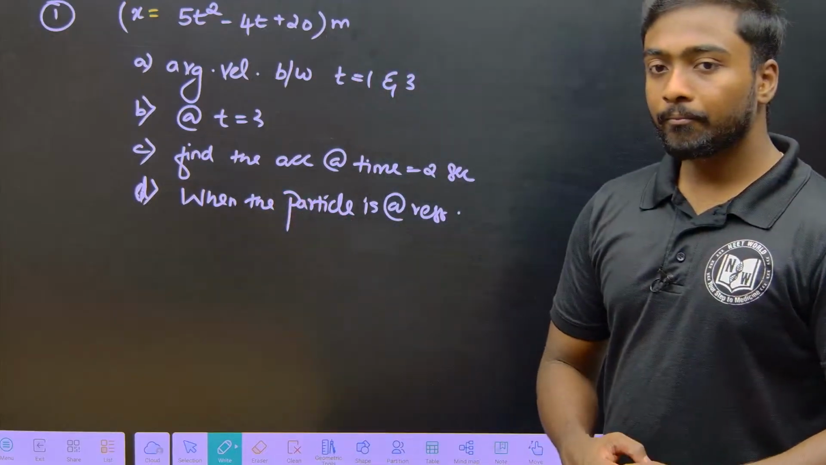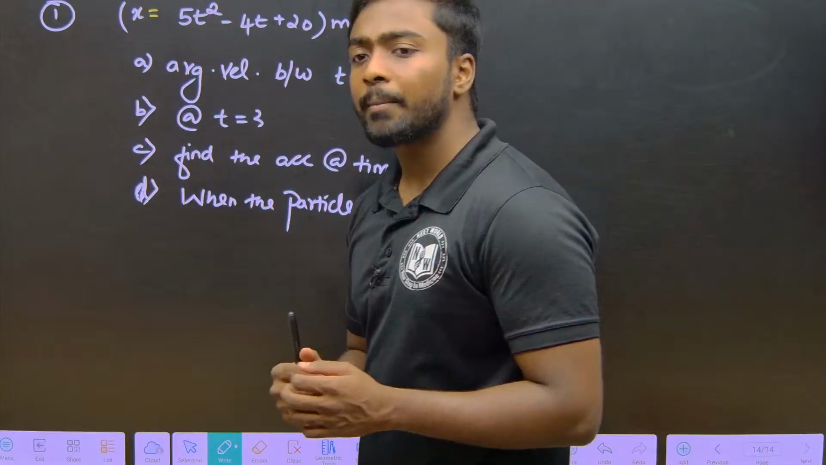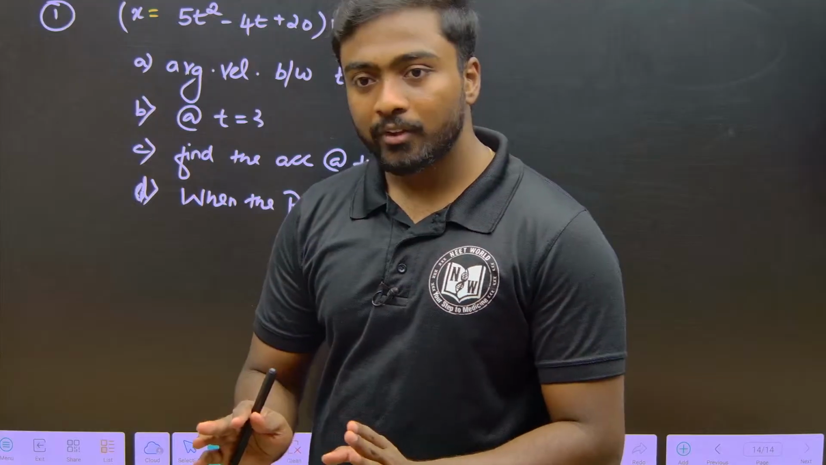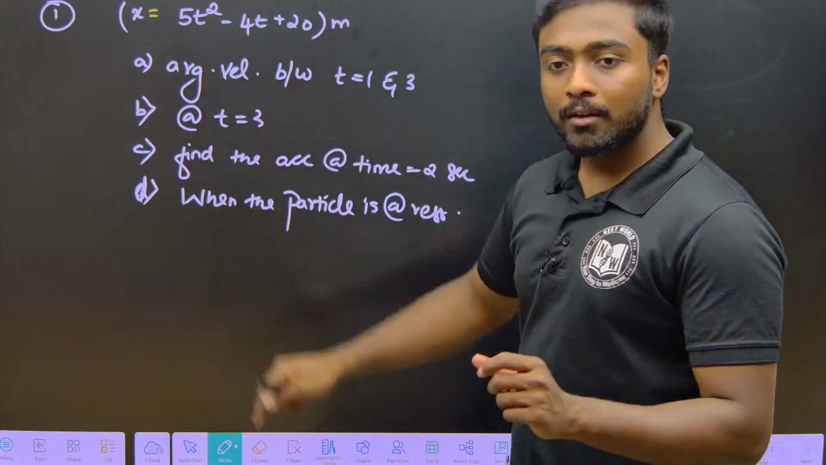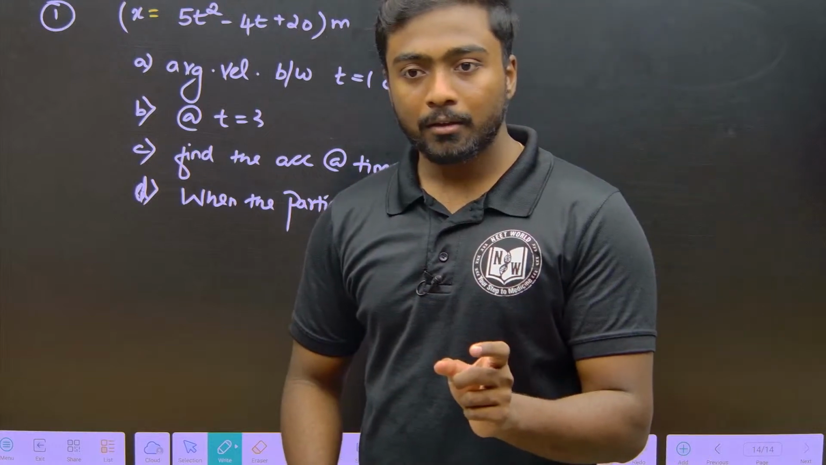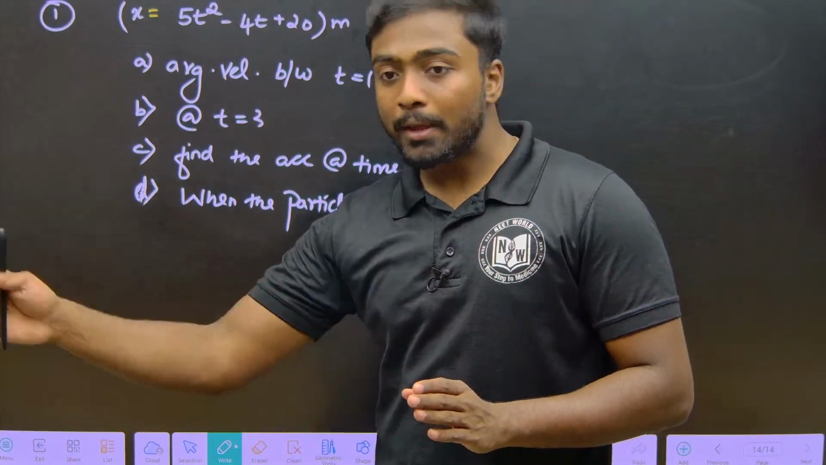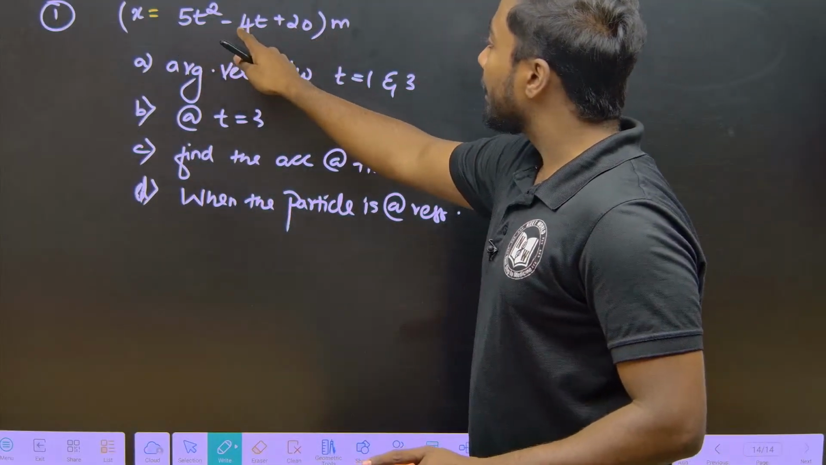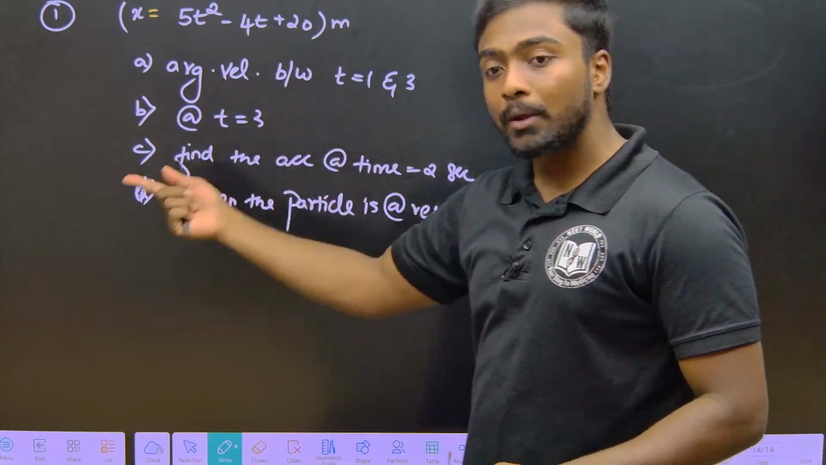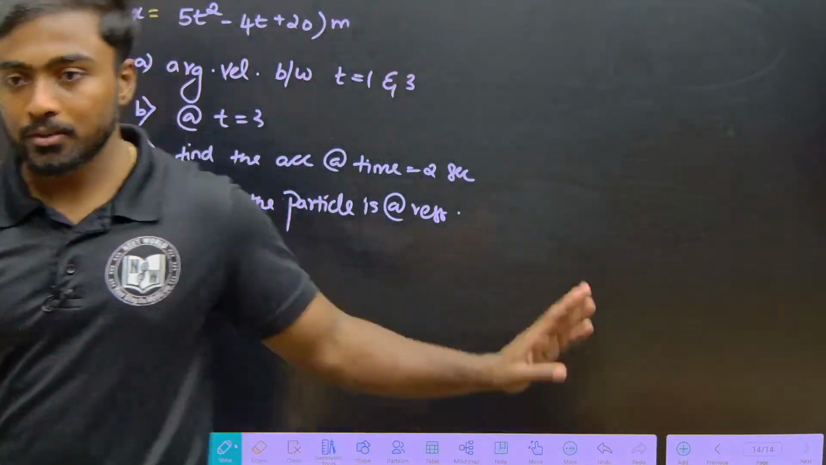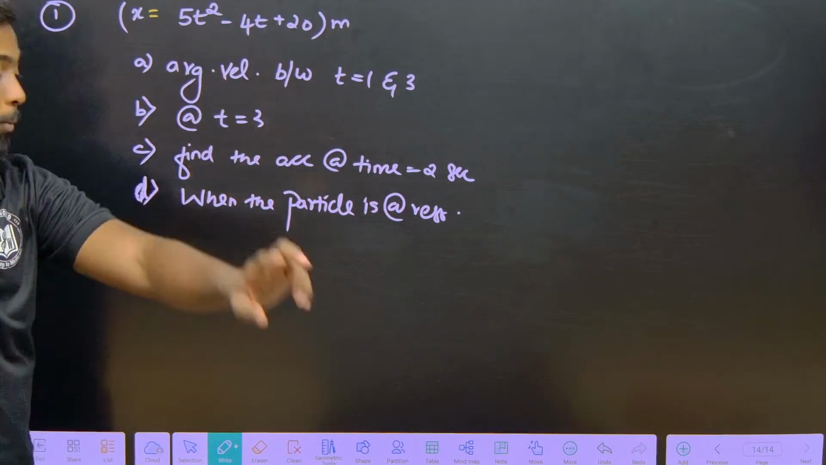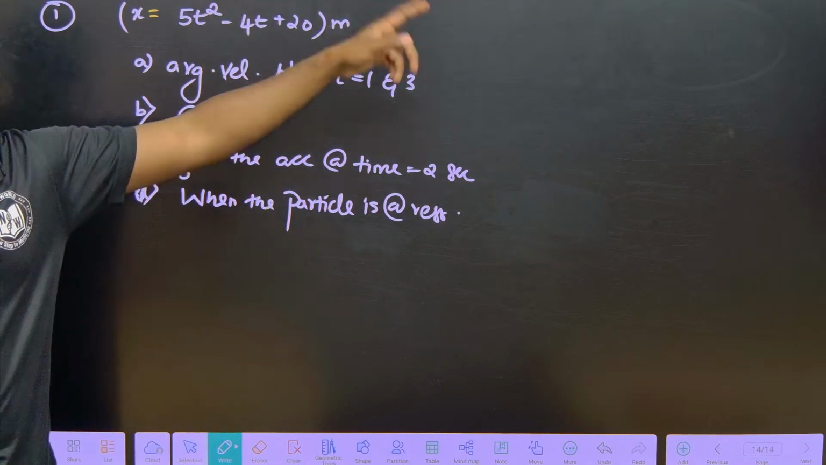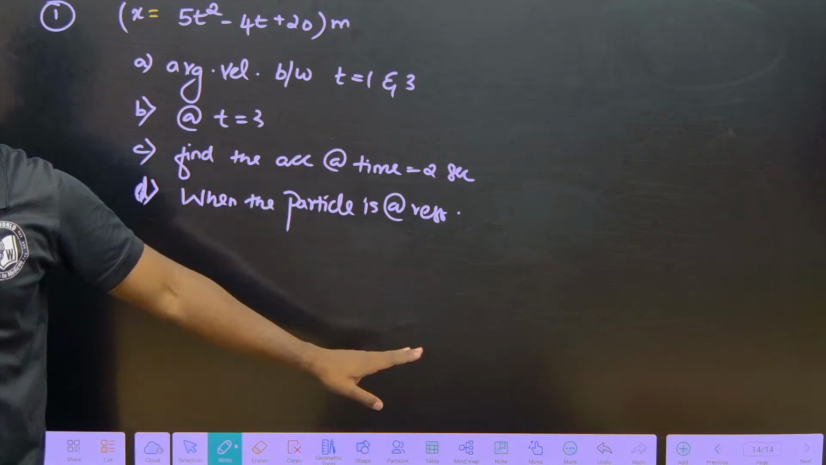Fourth one: when the particle is at rest. What does particle at rest mean? It's not moving. So velocity equals 0. Take the equation, differentiate it, and you will get the velocity equation, right? The velocity equation should be equal to 0. What is the equation? 10t minus 4. So 10t minus 4 should be equal to 0. They are asking at which time the particle is at rest, so I can find the time from that equation.